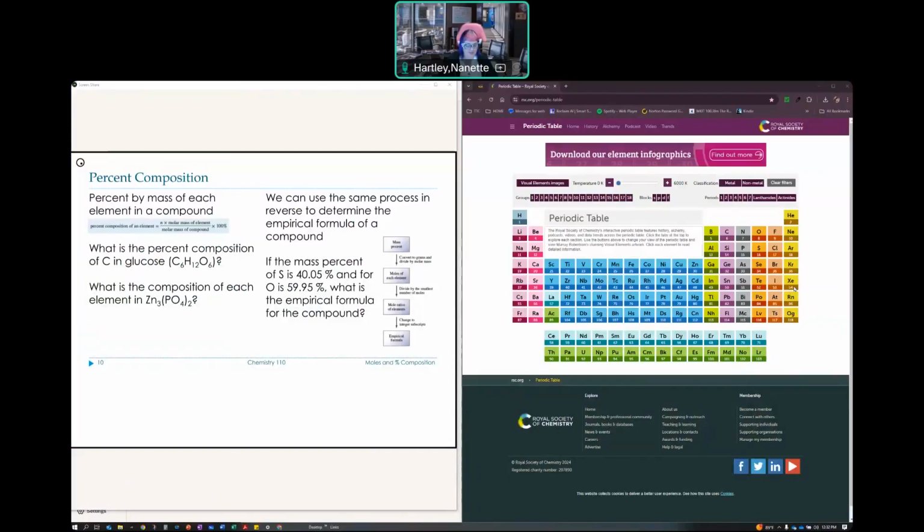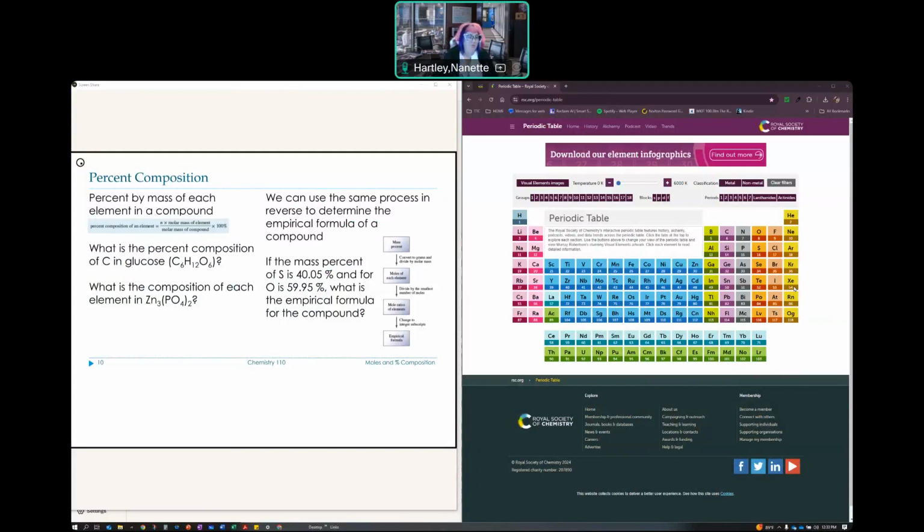Okay, guys, welcome back. So we are going to talk about percent composition now. So now that we've had a conversation about how we calculate a molecular mass and how we can deal with the masses that we're talking about, then we can talk about how we can do some calculations with those masses related to the molecular mass.